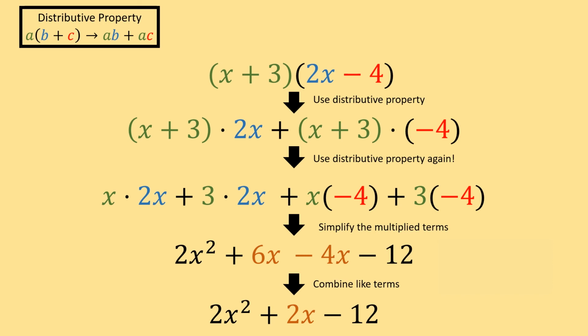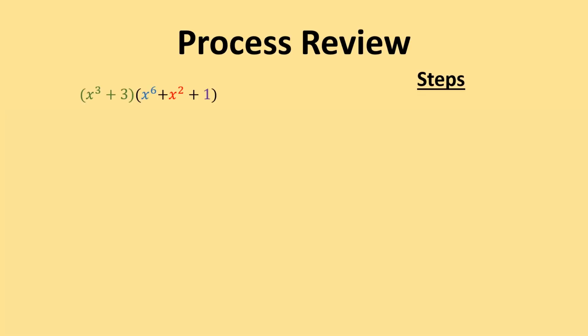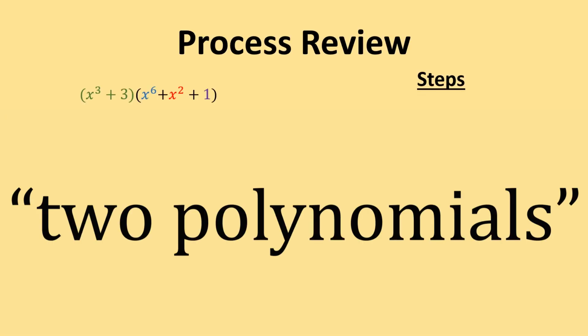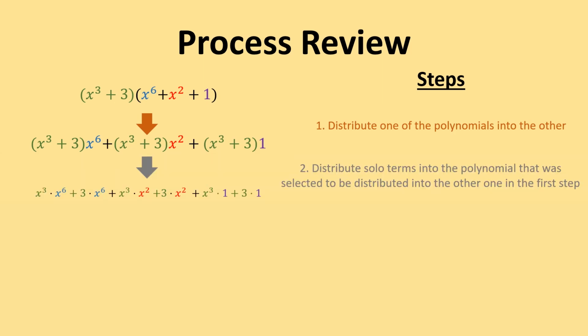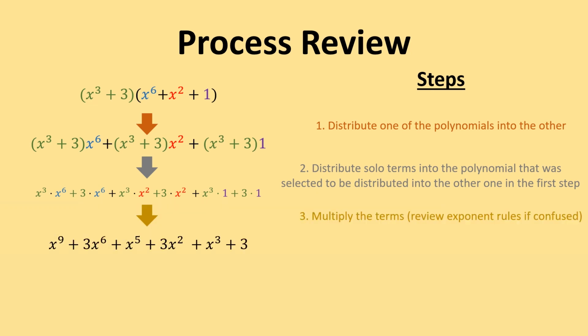So, just to review, the steps for this process are: if I have a product of two binomials, I distribute one of them into the other. I then distribute the solo terms into the first polynomial that was distributed. I then multiply out all of my terms, and I combine like terms to get to the final answer. And in this example, it looks like I had no like terms at the end, and so my final answer came after I finished step 3 here.